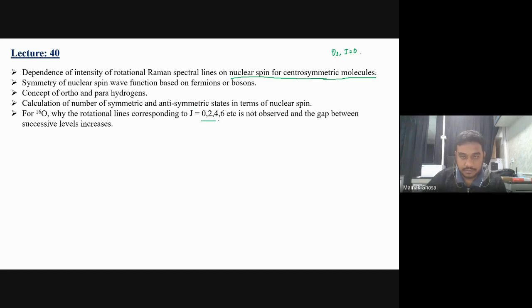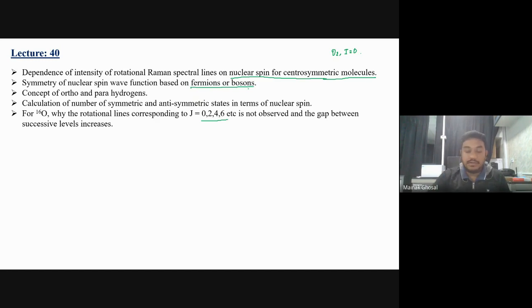This was very well discussed by Professor Sanbakshi, who used the concept of the nuclear spin wave function, which is based on fermions or bosons, depending on which kind of particles you are talking about. Electrons are fermions, but a photon is a boson. Whenever you take a molecule, you can consider it as a fermion or boson. Then, considering the nuclear spin, you can clearly say which will be followed, that means which spectra will be there and what the nature of the wave function should be.